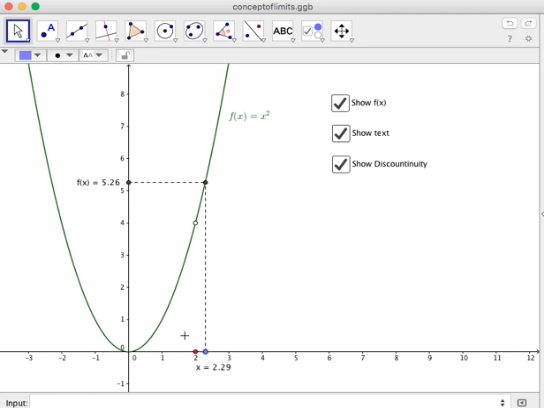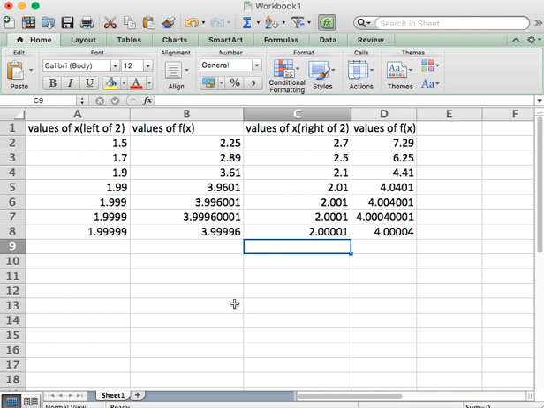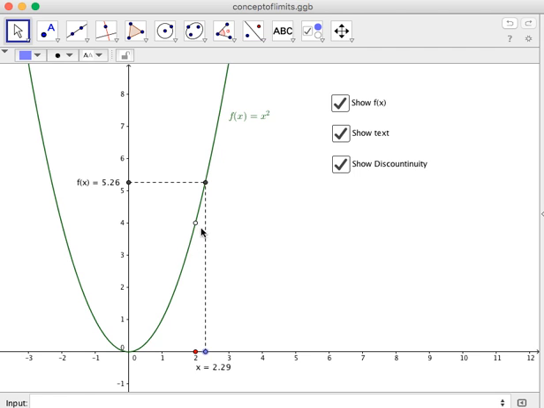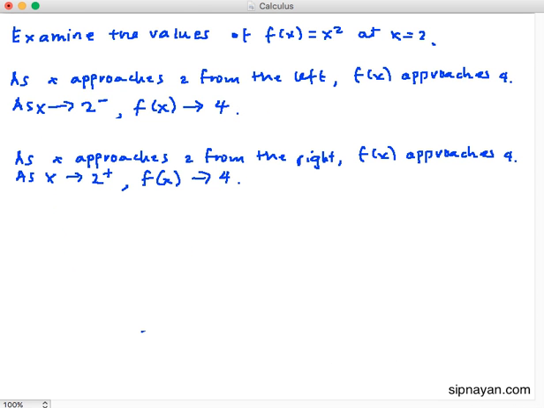Sabi nga natin, we don't care about the value of f of x at x equals 2. Nilalapit lang natin yung value, but we don't care about the value at x equals 2. So malapit lang to sa 2, 1.9999, pero hindi siya equal to 2. So ibig sabihin, graphically, pwedeng wala tong point na to. Doesn't matter kung wala tong point na to. Okay? So dito sa video na to, pag-aaralan natin yung concept na yan, no?